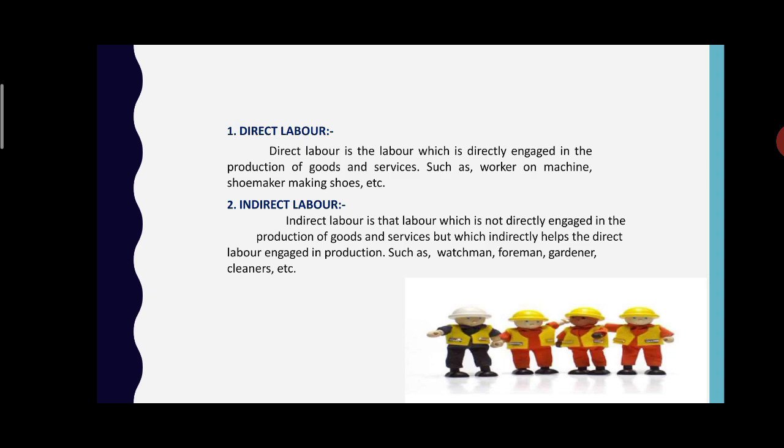The watchman is not directly engaged in the production process, but he is also important for the production departments and for the organization. And foremen, gardeners, cleaners: these people are not directly engaged in the production process, they are not involved in converting raw materials or semi-finished goods into finished goods, but they are also part of the organization. Indirectly they help the production department. So the salary or wage paid to those employees is known as indirect labor cost. So this is about the types of labor.